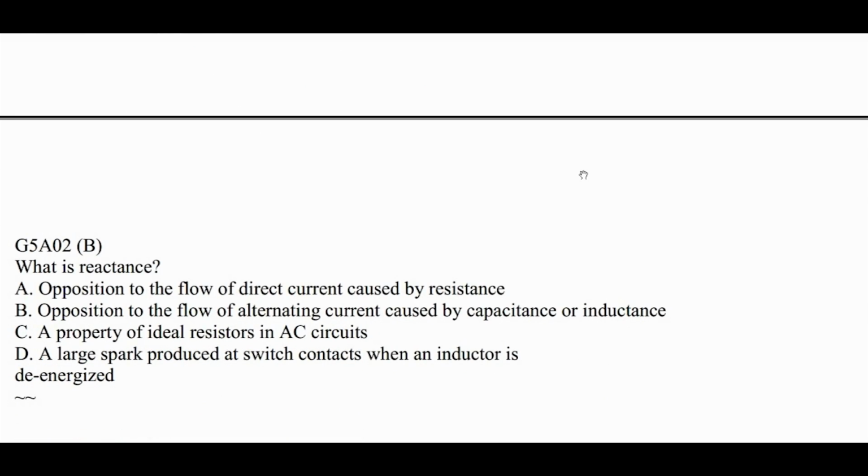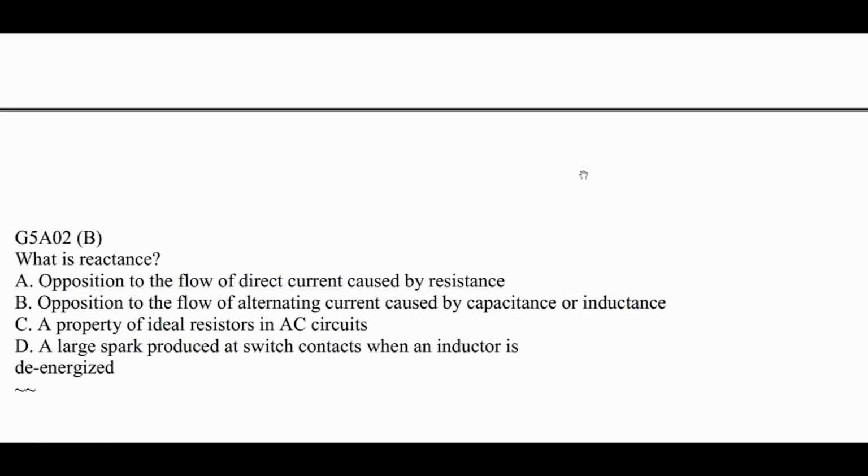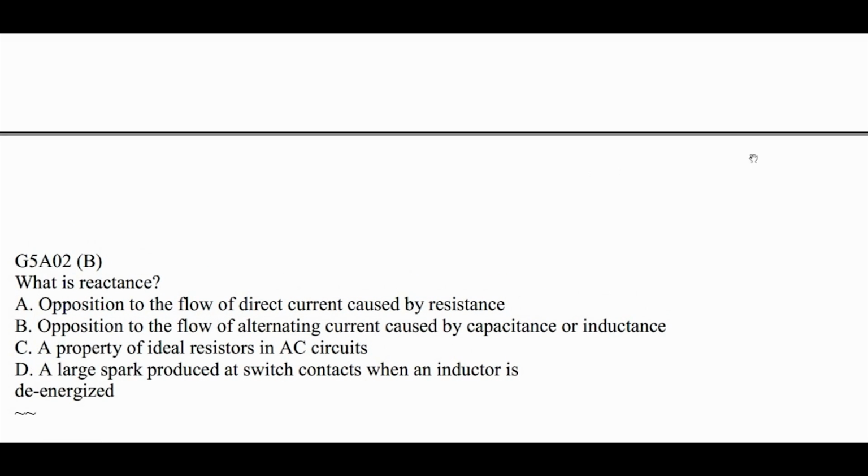G5A02. What is reactance? And reactance is the opposition to flow of alternating current caused by capacitance or inductance. So you've heard the expression capacitive reactance and inductive reactance. Both of those oppose the flow of alternating current. When we looked at dipole antennas, we discussed briefly capacitive reactance and inductive reactance.